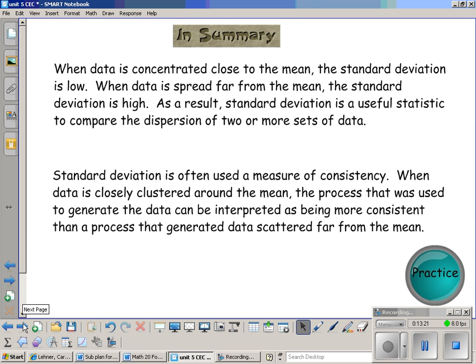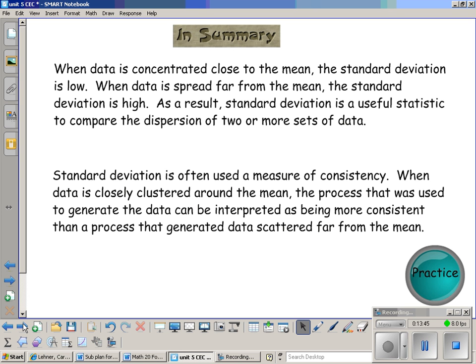So when data is concentrated close to the mean, the standard deviation is low. When data is spread far from the mean, the standard deviation is high. As a result, standard deviation is a useful statistic to compare the dispersion of two or more sets of data. Standard deviation is often used as a measure of consistency. So we're looking for a consistent product.